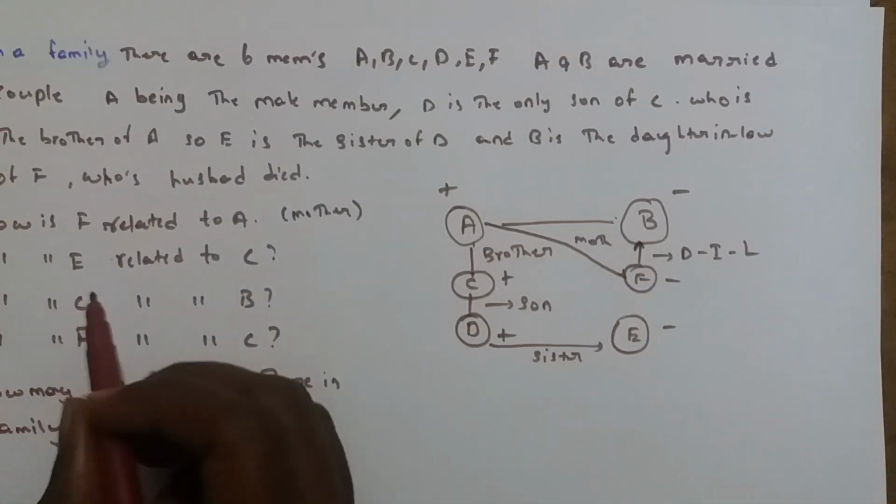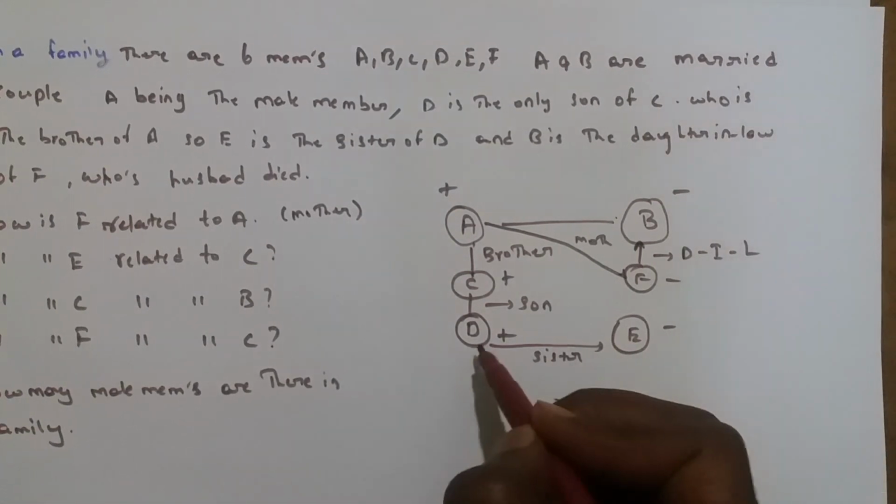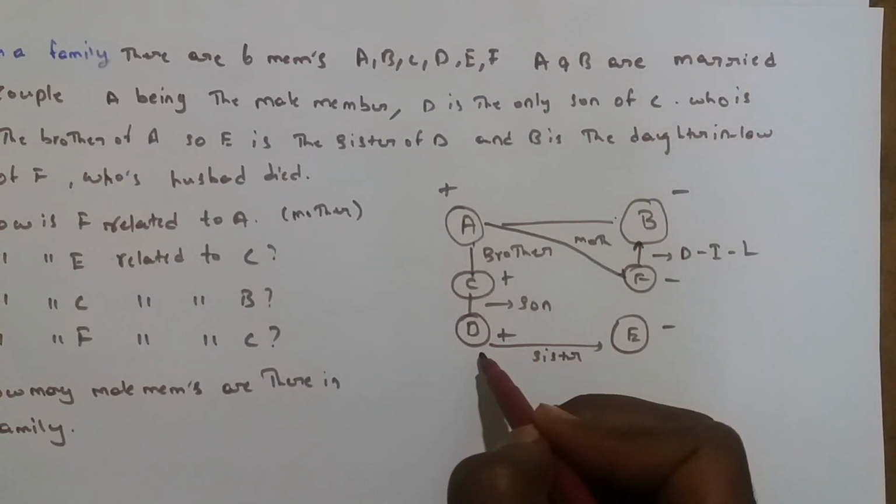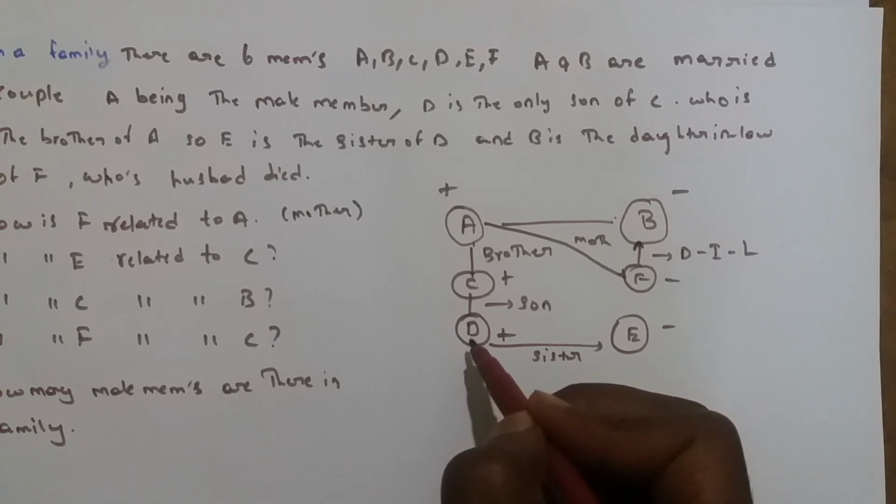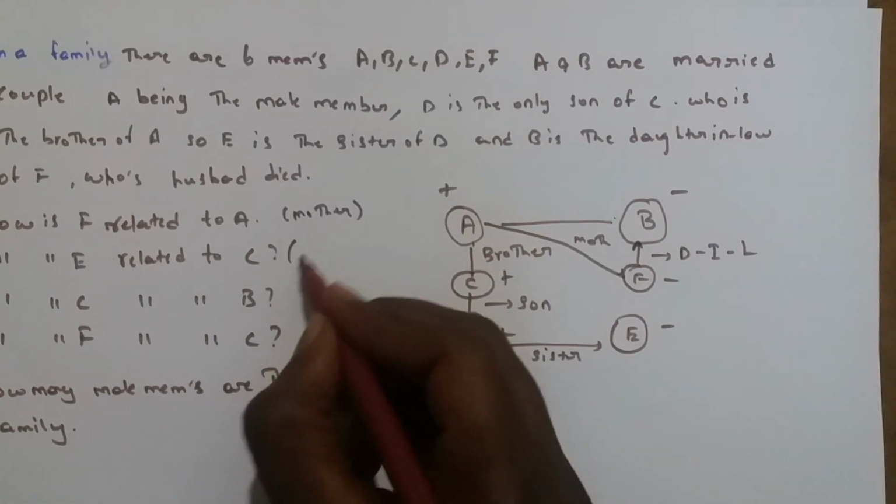Now how is E related to C? E's brother is D, and brother's father will become father. Now here the answer is father.